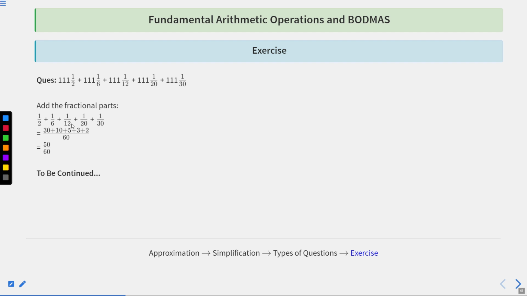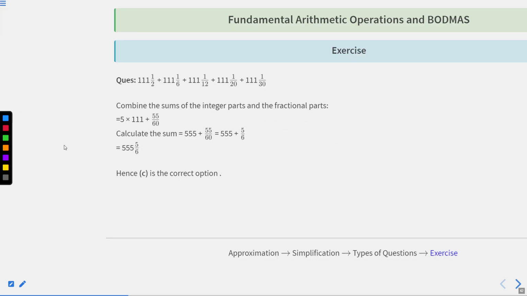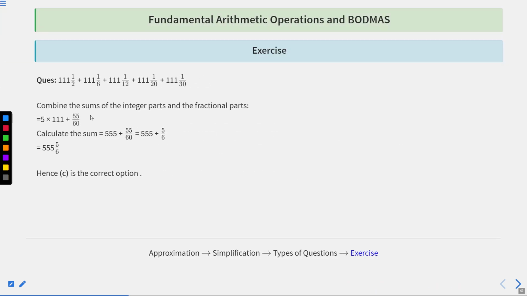Okay. And the rest of the fractional parts we sum together. It will be 1 upon 2 plus 1 upon 6 plus 1 upon 12 plus 1 upon 20 plus 1 upon 30, which is equal to 50 upon 60. So combine all of them together. So 5 into triple one plus 55 upon 60, it is triple five plus 55 upon 60, which is equal to triple five of 5 sixes. So the correct answer here is C.